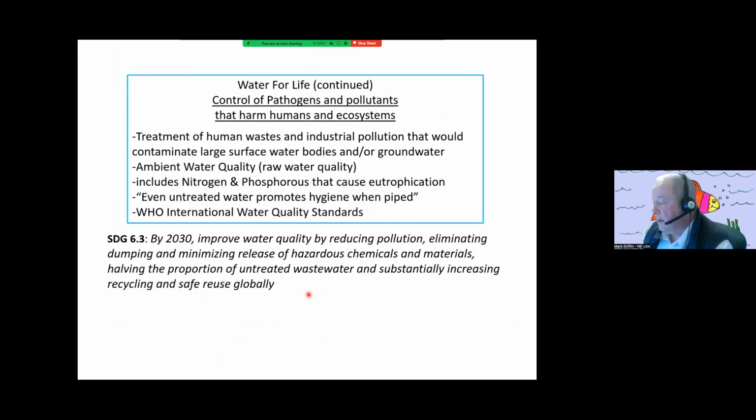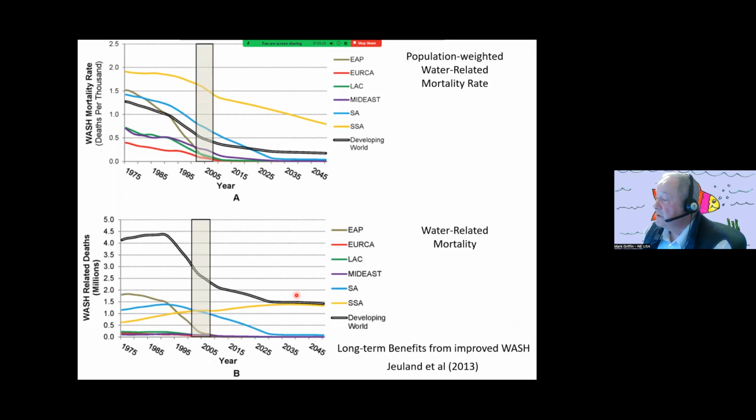And this is related, but it has more to do with people dumping raw sewage into rivers. That is not only creating pathogens in the drinking water again, it's hurting the environment with nitrogen and phosphorus. WHO does have international water quality standards, but nobody can live up to them, so they're not enforced.